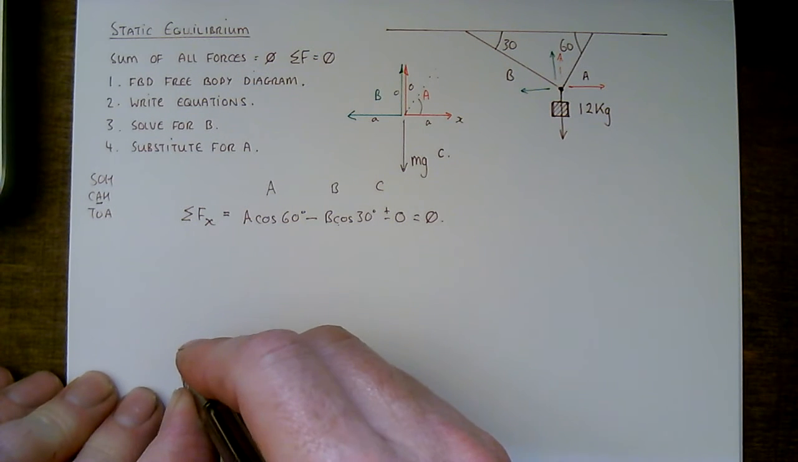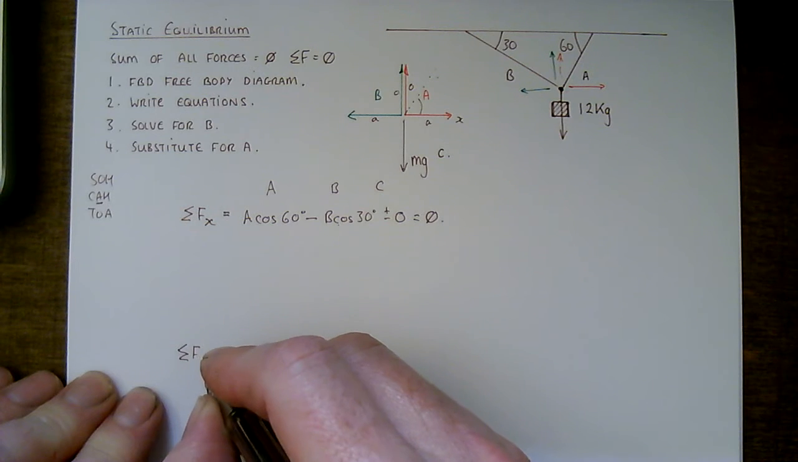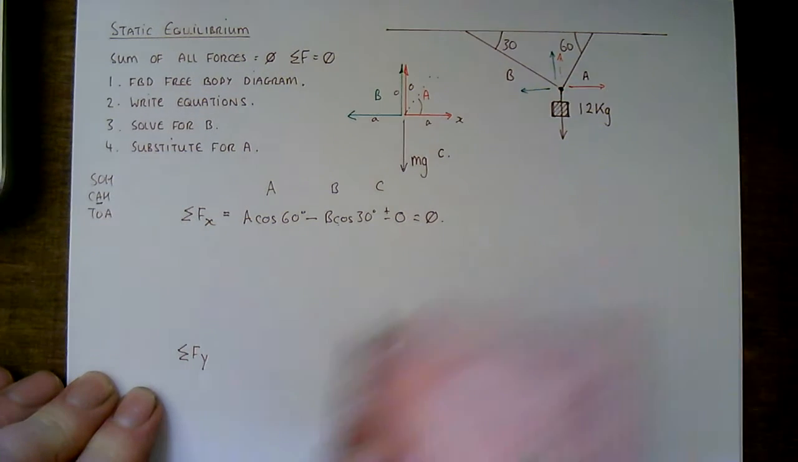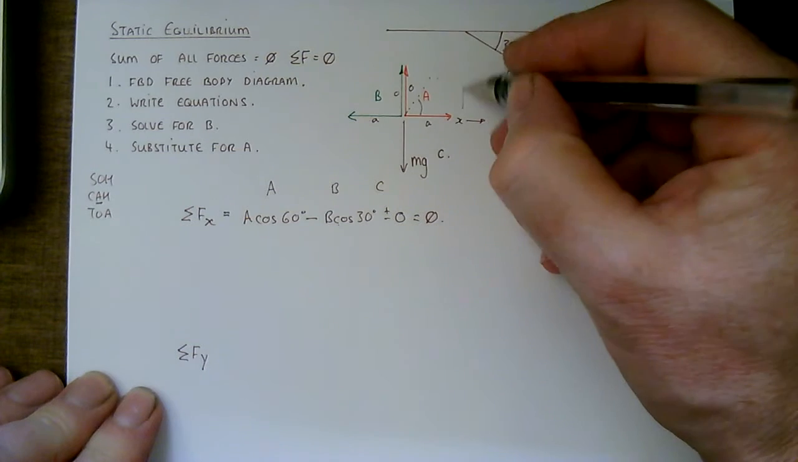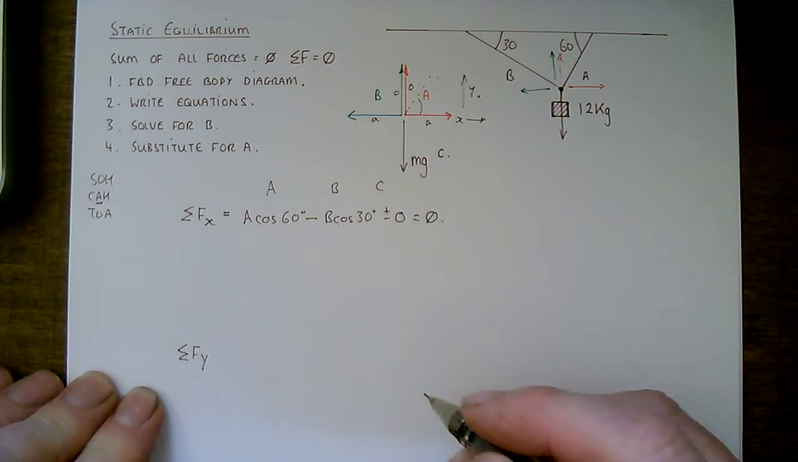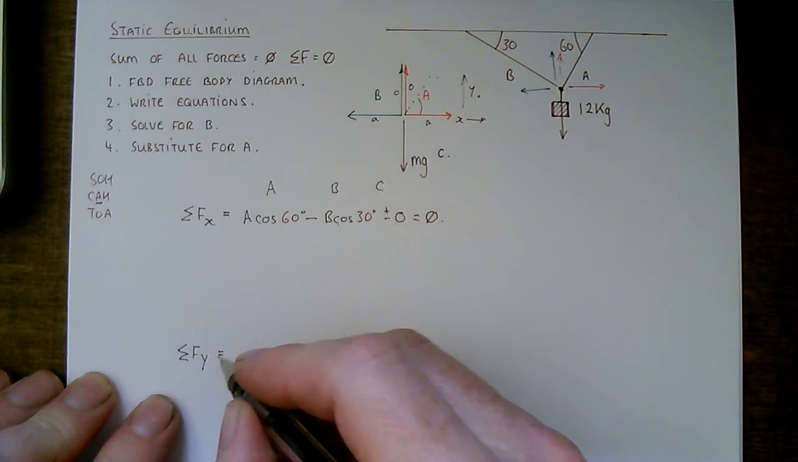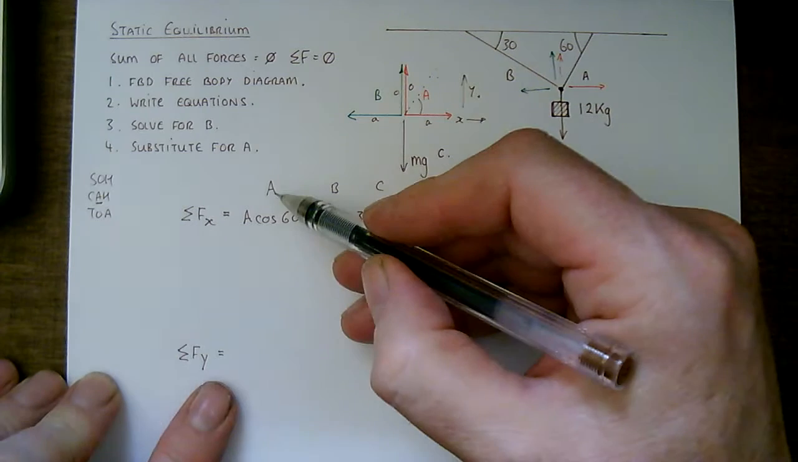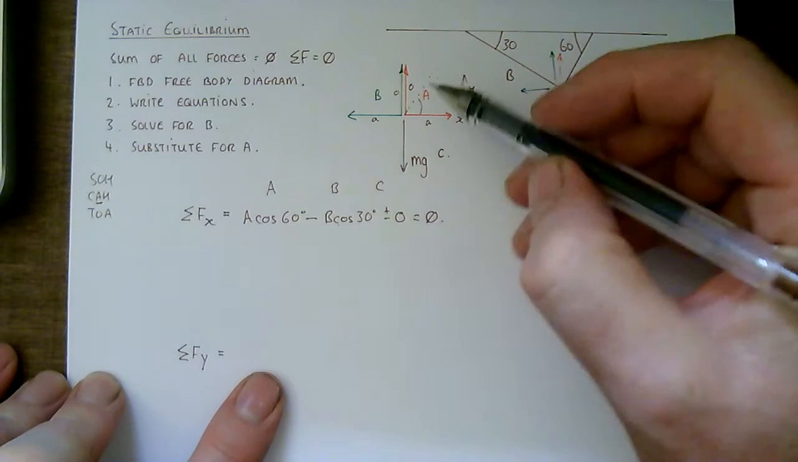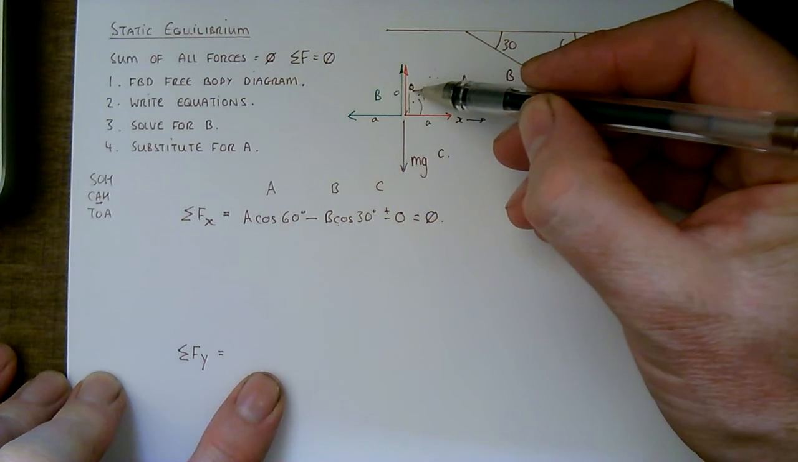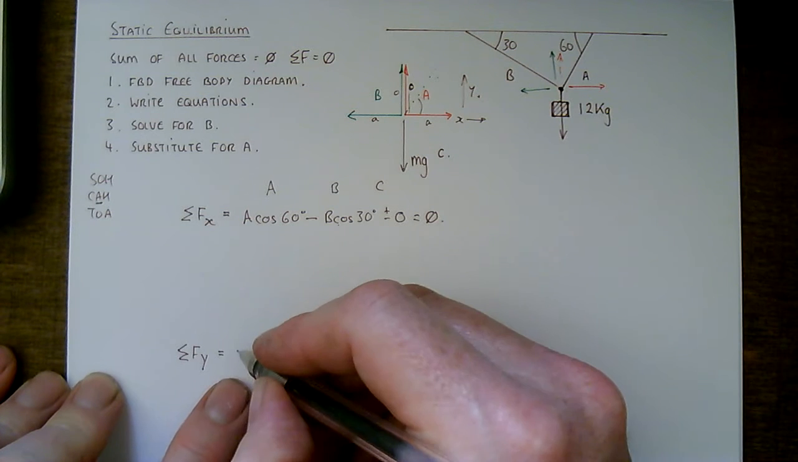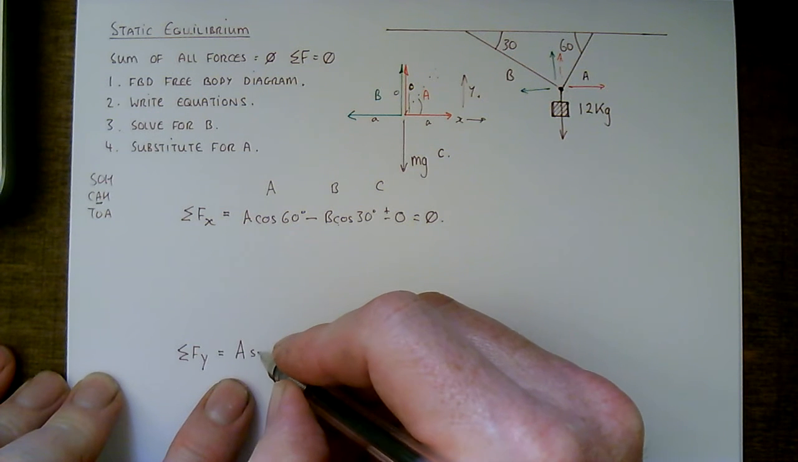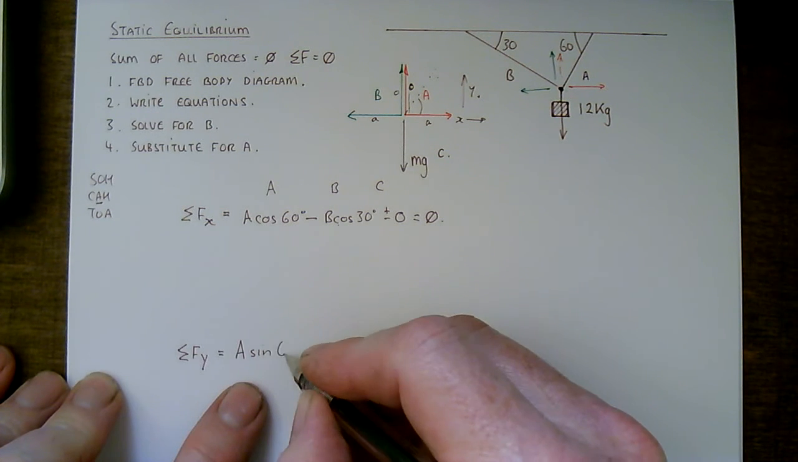So down here I'm going to go the sum of all the forces in the Y direction, that's this way, so there's my X's, those are my Y's. Let's have a look. For the sum of all forces in the A, it's that one, it's the opposite, so it's the sine of the 60 degrees, so A sine 60.